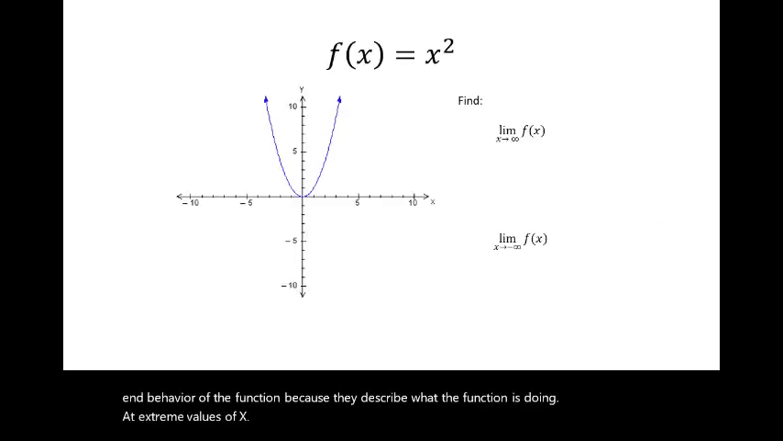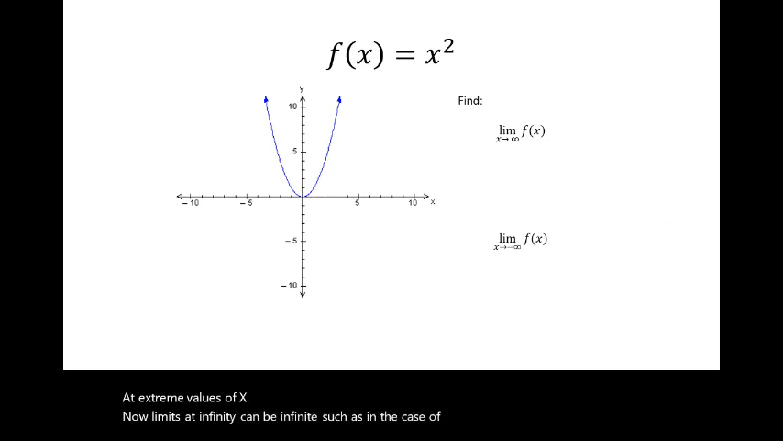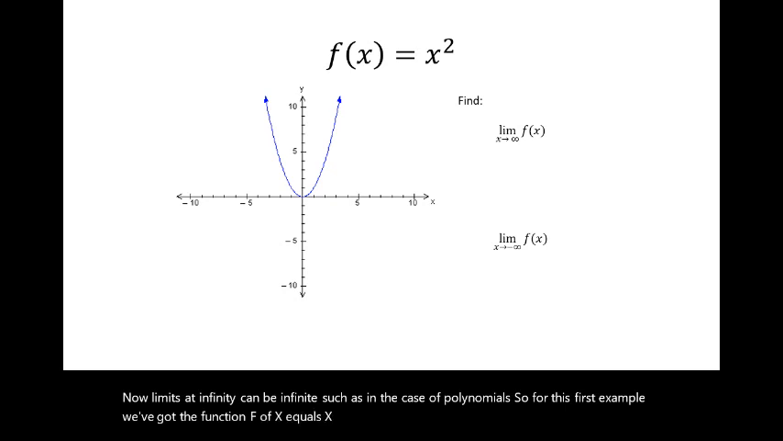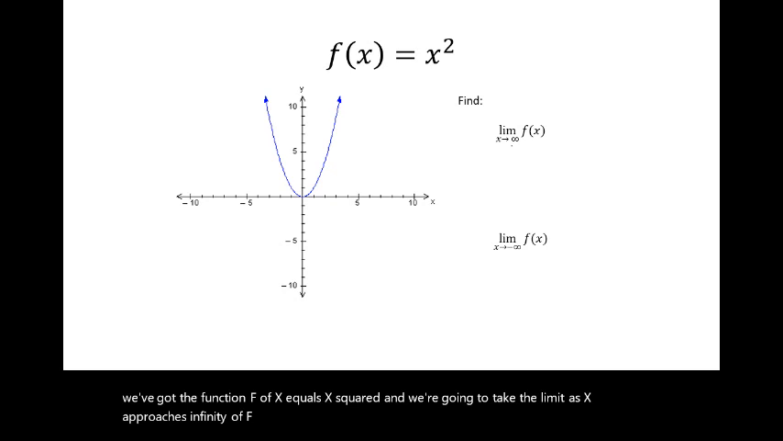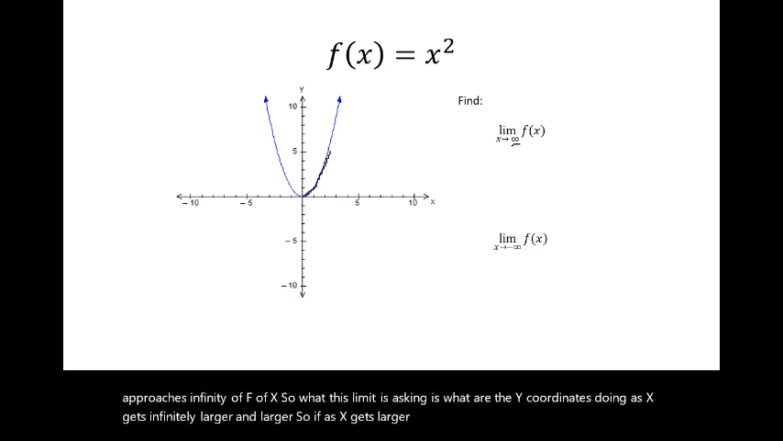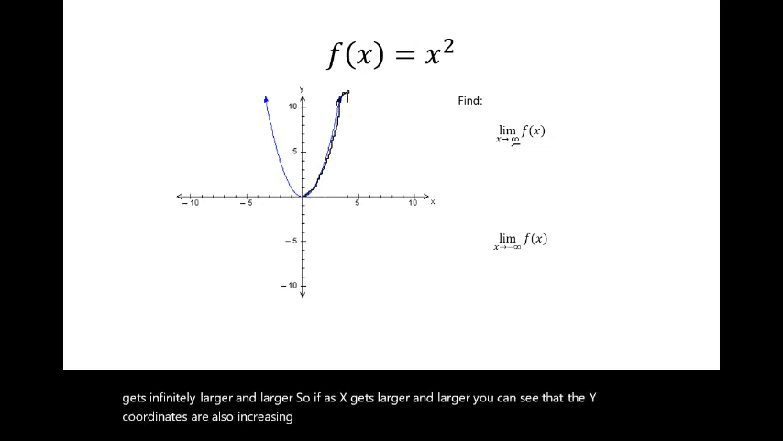Now, limits at infinity can be infinite, such as in the case of polynomials. So for this first example, we've got the function f of x equals x squared, and we're going to take the limit as x approaches infinity of f of x. What this limit is asking is, what are the y-coordinates doing as x gets infinitely larger and larger? As x gets larger and larger, you can see that the y-coordinates are also increasing without bound and without end, as demonstrated by this arrow here.